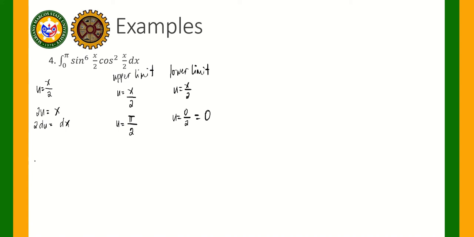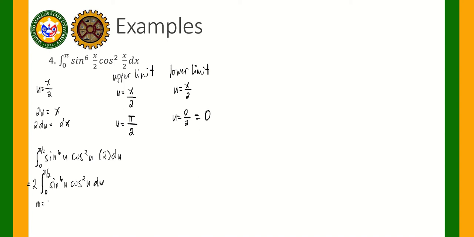So our new equation will be the integral of sine raised to 6u cosine squared u, and our dx is 2 du. Limits from 0 to pi over 2. Okay, so we can isolate si constant. That will be equal to 2. The integral of sine raised to 6u cosine squared u du, limits from 0 to pi over 2.